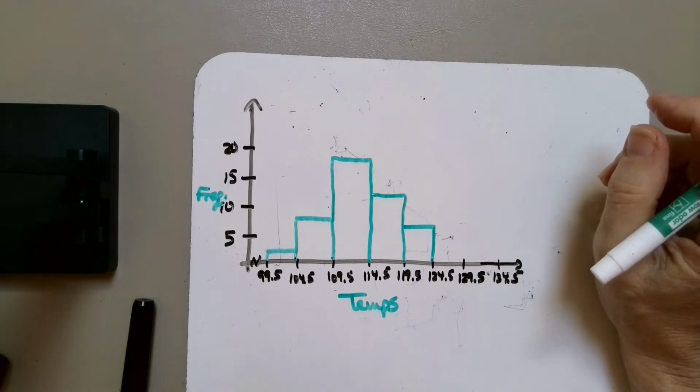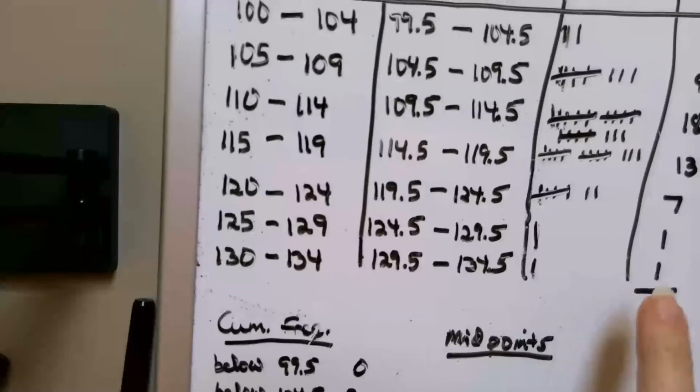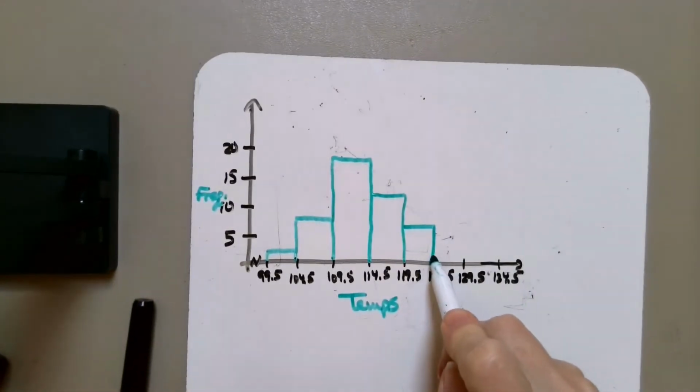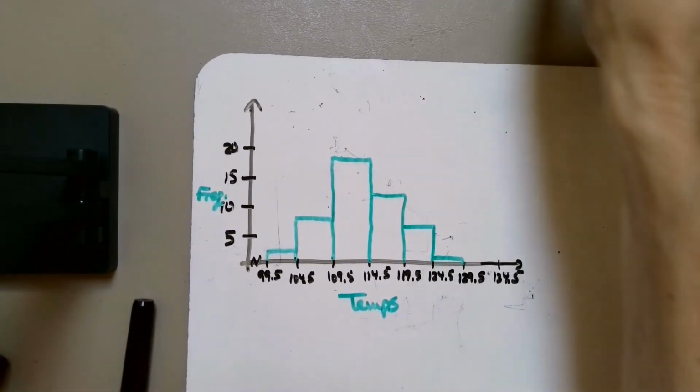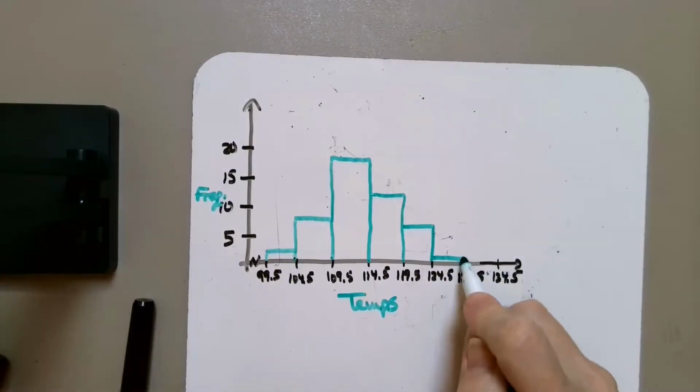The next class from 124.5 to 129.5 had a frequency of 1. And the last class from 129.5 to 134.5 had a frequency of 1.